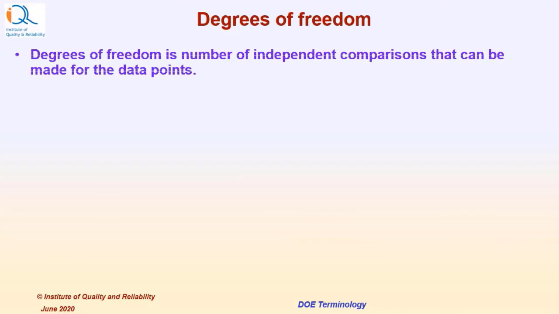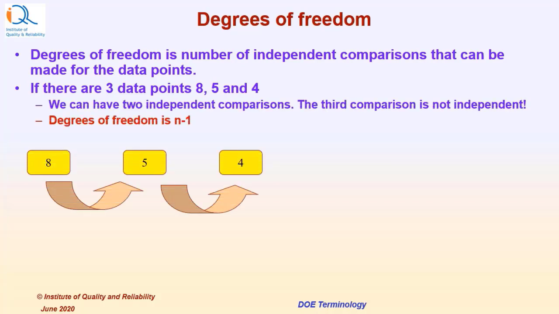Degrees of freedom is the number of independent comparisons that can be made from the data points. If there are 3 data points, for example 8, 5 and 4, then we can have 2 independent comparisons. The third comparison is not independent. Therefore, we can say that the degrees of freedom is n minus 1.